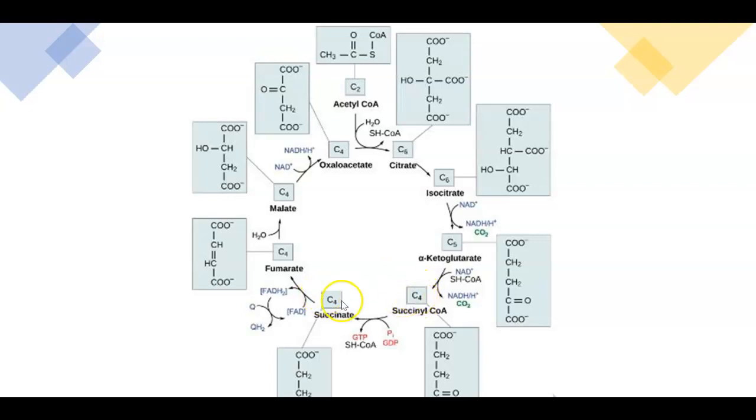And from here to here, this conversion right here is the first time we're going to see another substrate level phosphorylation, where we have a GDP that forms a GTP, and then that GTP will be converted to ATP. This 4-carbon compound is going to get oxidized further, but this time by FAD, making FADH2.